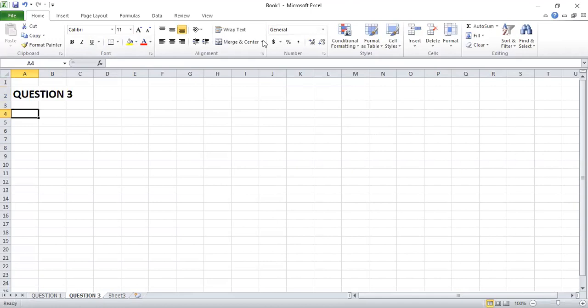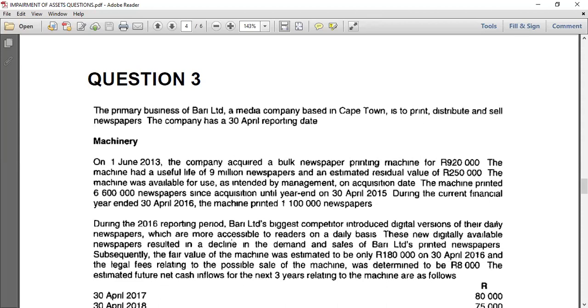Right. We were told that on 1 June 2013, the company acquired a bulky newspaper printing machine for 920,000. The machine had a useful life of 9 million newspapers and an estimated residual value of 250,000. The machine was available for use as intended by management on acquisition date. The machine printed 6,600,000 newspapers since acquisition until year end on 30 April 2015. During the current financial year ended 30 April 2016, the machine printed 1.1 million newspapers.